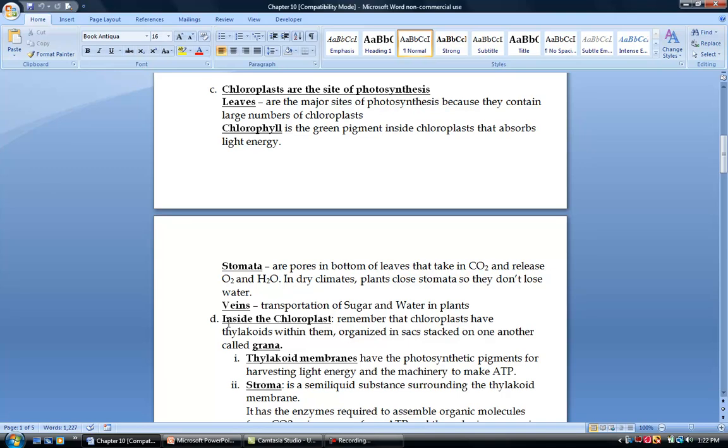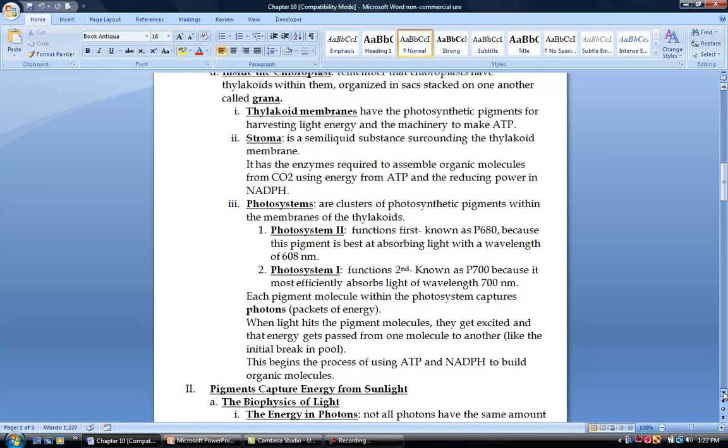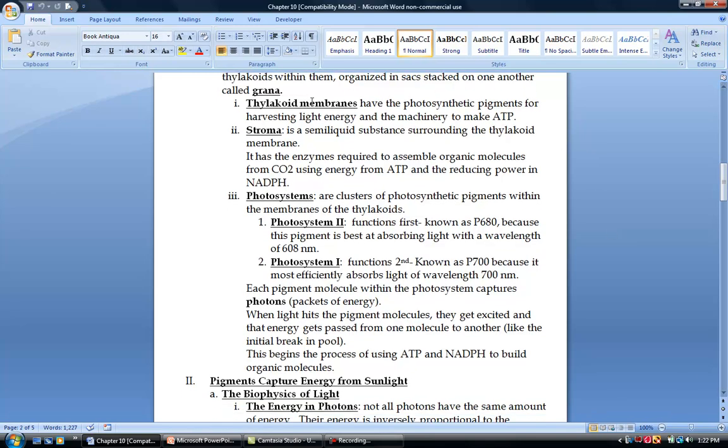Okay, so inside the chloroplast, we've talked about the thylakoid membranes, right? So those are going to be the little green poker chips that we looked at. And the point of those is that they're going to have the pigments that the light energy is going to be used for in the light reactions. Now, the dark reactions are going to happen in the stroma, and that's that semi-liquid substance that has those enzymes in it that can be used to take that carbon dioxide and convert that into sugar.